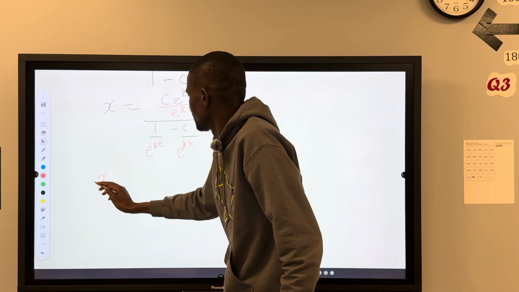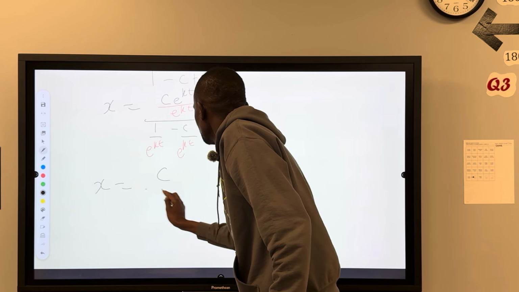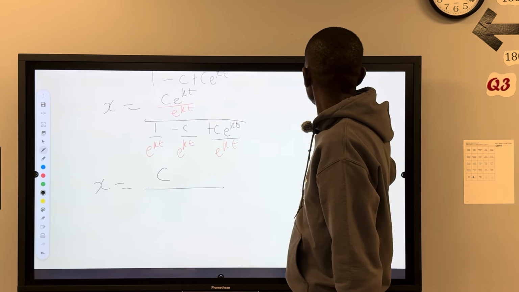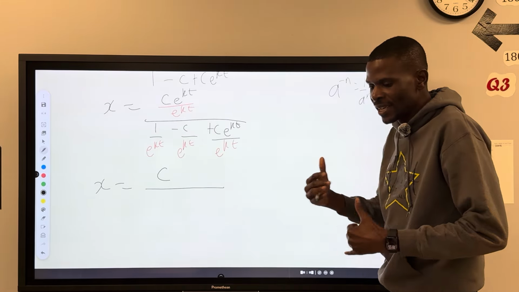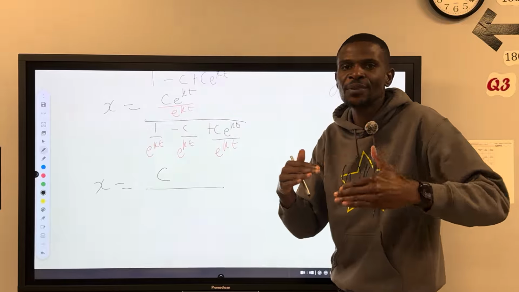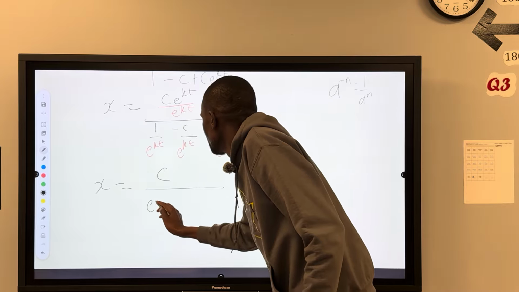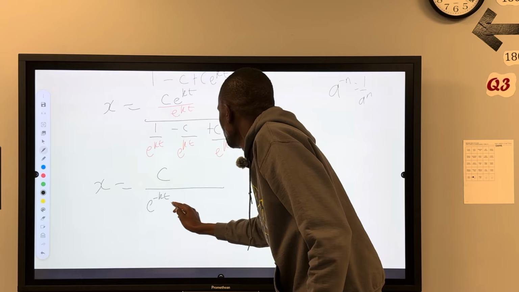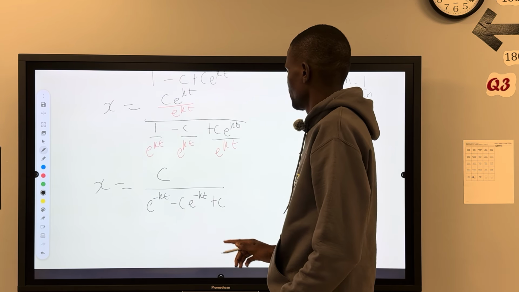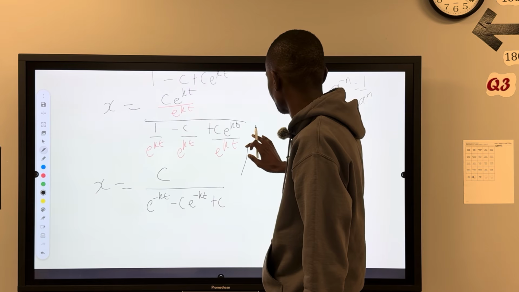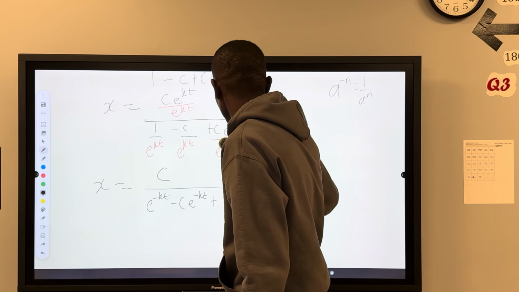So now it's x equal to, this simplifies to c, and here, if we divide, remember this negative rule of exponents. If it's x to the negative exponent, you just take the reciprocal with the positive exponent. So now it becomes e to the negative kt, then minus c e to the negative kt, then plus c. So I can play around, I can just switch these terms here.